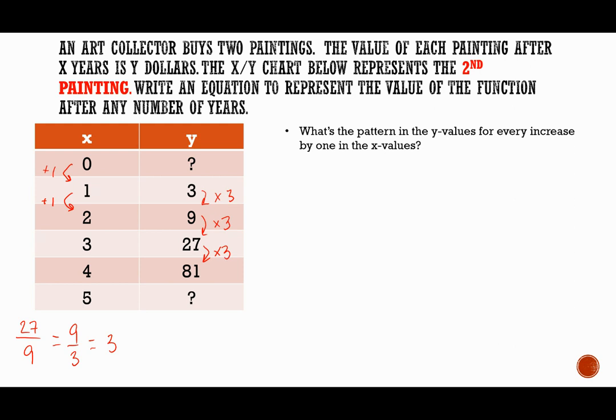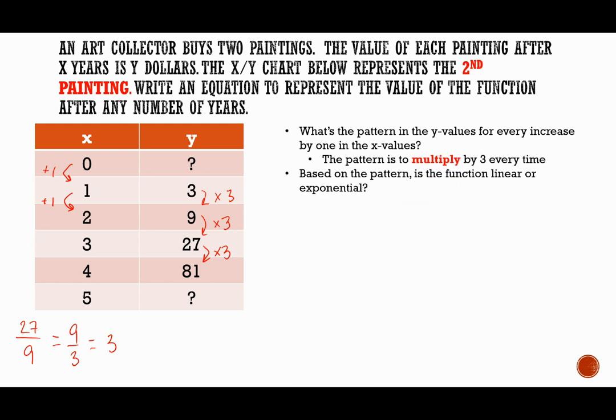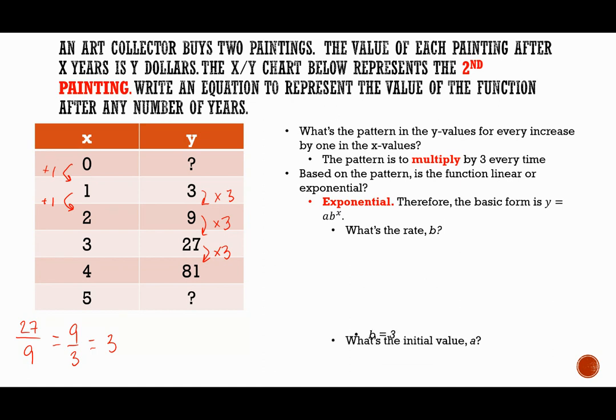Okay, so I have my common ratio. I'm multiplying by 3 every time. So that must mean I'm working with an exponential function with the rate being 3. So all I need to do is figure out my initial value. All right, so similar to how we just used the linear function, we can work forwards or backwards. If I'm working forwards, I'm multiplying by 3. So 81 times 3, 243.